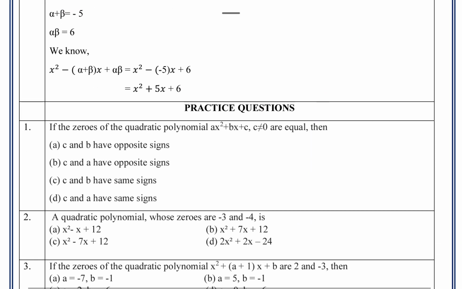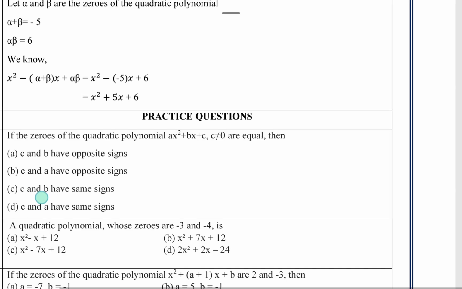And next we are going for the practice questions. If the zeros of the quadratic polynomial ax square plus bx plus c equals 0, c is not equal to 0, are given or equal, then what is the answer you will get here? These questions are all very important. Here D is the answer.